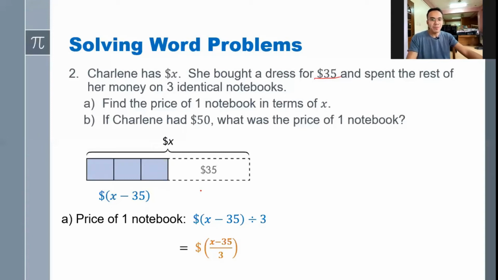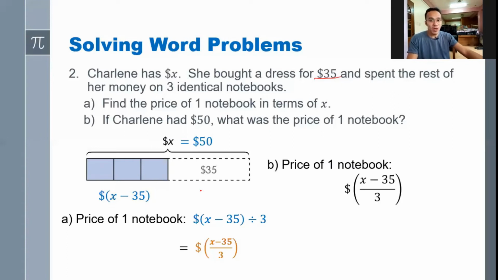Letter B, if Charlene had $50, it means the value of X is $50. What was the price of one notebook? The price of one notebook, as stated in letter A, is (X minus 35) over 3. And the value of X given in question letter B is 50.